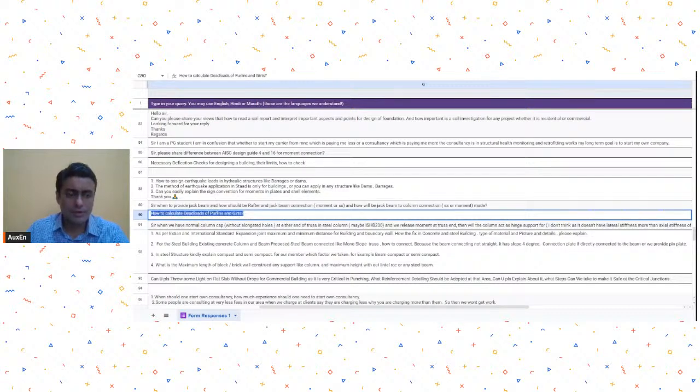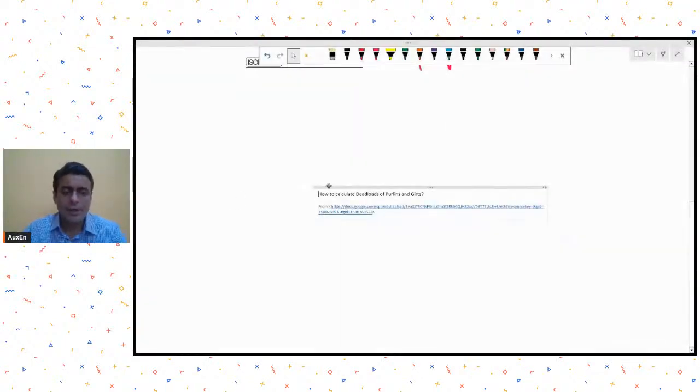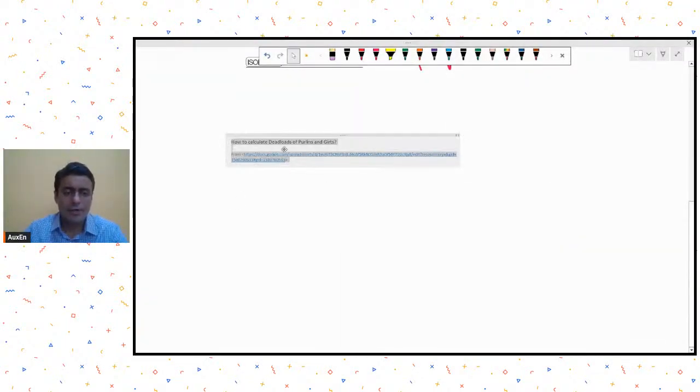Dead load of the purlin and girt is nothing but the self weight of purlin and girt. So, is there any specific query, Mr. Ashwin? Because I can see you live on this thing over here. Is there any specific query related to dead load calculation? How to calculate dead load of purlins and girts? That is his query.